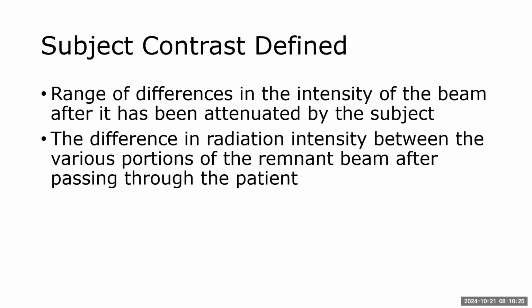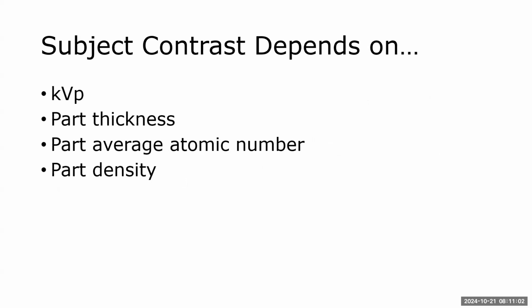Another way to say it is the difference in radiation intensity between the various portions of the remnant beam after passing through the patient. So it's saying the same thing. Remnant beam meaning what? Like leftover. What made it through the patient to actually get to the IR and interact there. We could also call that exit beam. All right, so the primary is coming from the tube directed at the patient, and then exit is what exits the patient, what's remnant, what's left over.